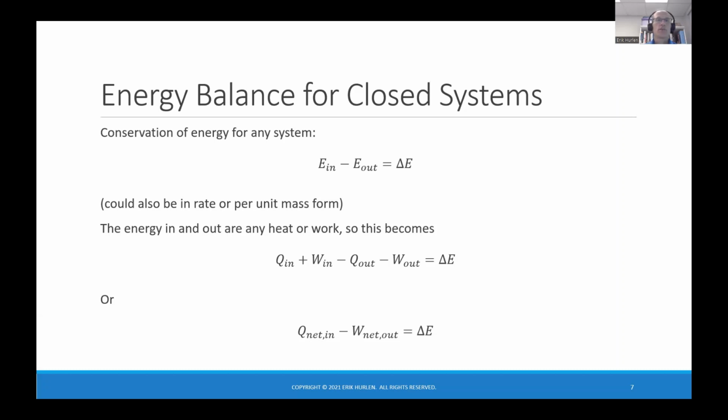For a closed system, the energy coming in or out will be in the form of either heat or work. Remember, there is no mass flow across the boundaries in a closed system. So we can also look at the total work and heat going in and out of the system. In terms of these variables, total work and heat coming in minus total work and heat going out gives the total energy change of the system.